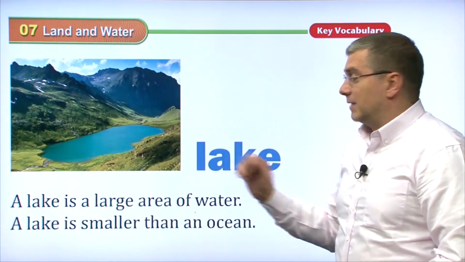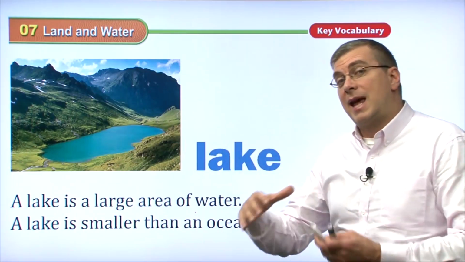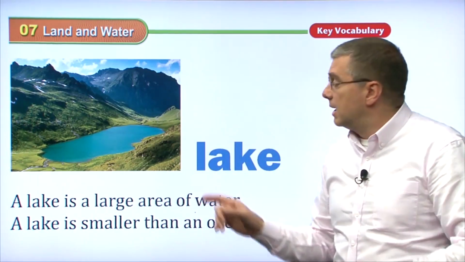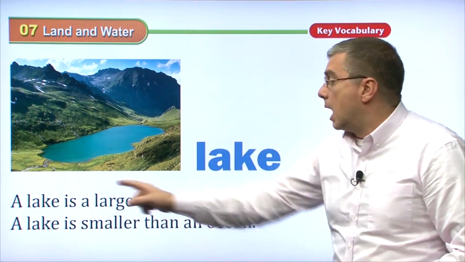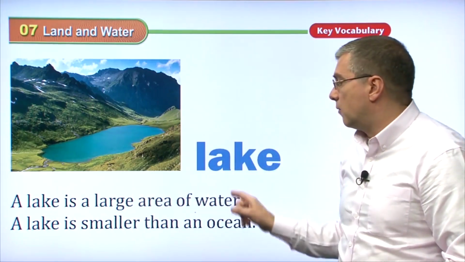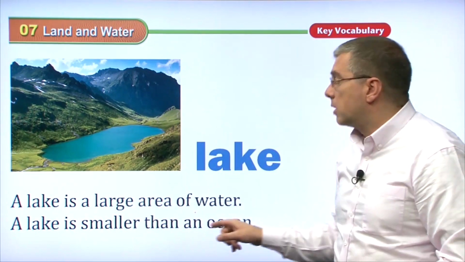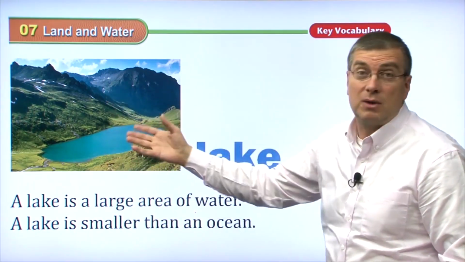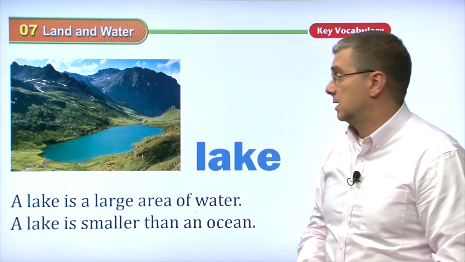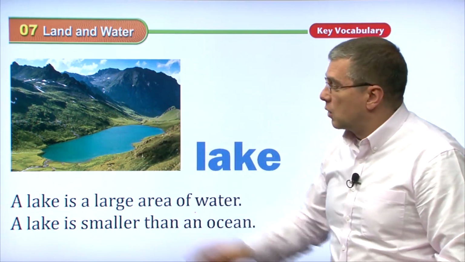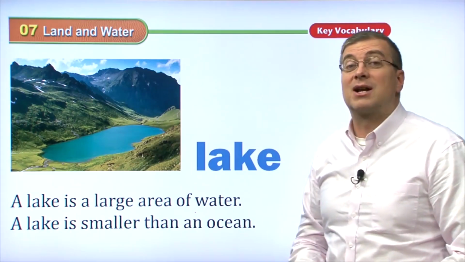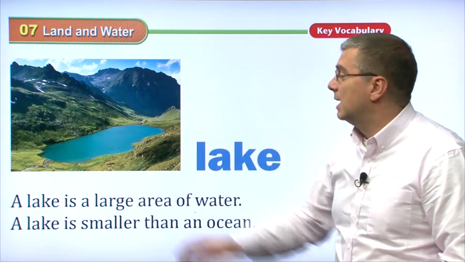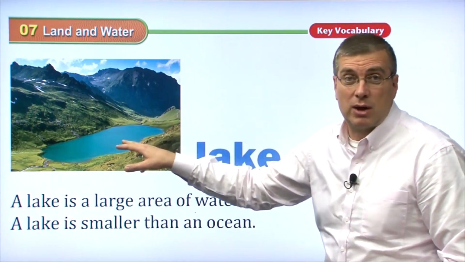Okay. As I said before, if the water in a river, especially a wide river, is not moving, then we call it a lake, right? A lake is a large area of water. A lake is smaller than an ocean. This is a small lake. Looks like it's in the mountains. Very beautiful, picturesque lake. And of course, this water will probably be very clear and good to drink probably too. It's high up in the mountains, right? It's a nice little lake.